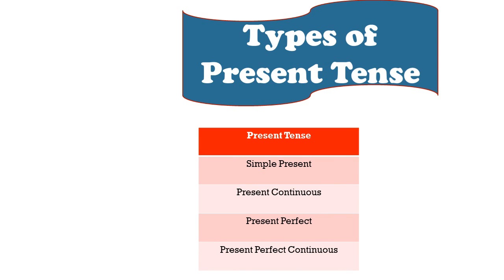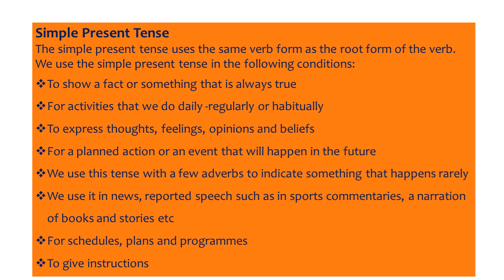Types of present tense. Here we are dividing this present tense into four: simple present, present continuous, present perfect, and present perfect continuous tense. Now we are going to see one by one. First, we are going to see simple present tense.